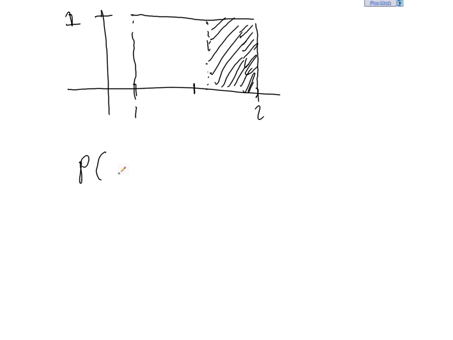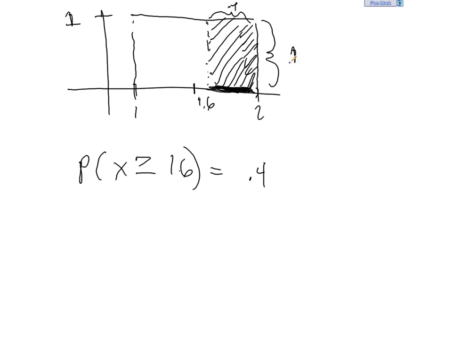So the probability that x is greater than or equal to 1.6 will basically be the area of the resulting rectangle. Well, what's this dimension? That dimension is 2 minus 1.6, so this is 0.4 units wide. Now the height of this thing is 1. So I would have 0.4 times 1, which is equal to a probability of 0.4.